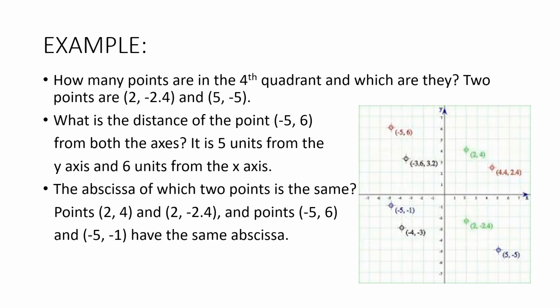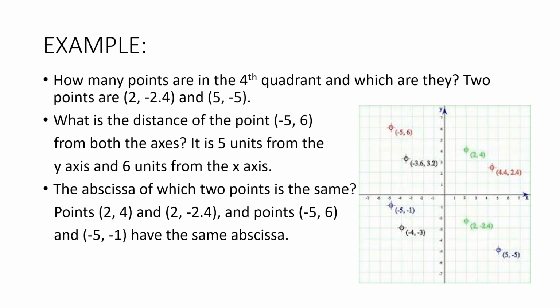Next example. How many points are in the fourth quadrant and which are they? See, in the given example, you are given some points. From those in the fourth quadrant, you have 2 points. Which are they? (2, -2.4) and another point is (5, -5). X positive, y negative.